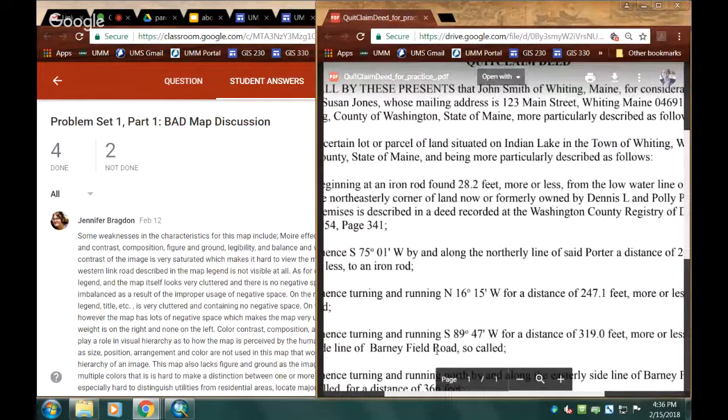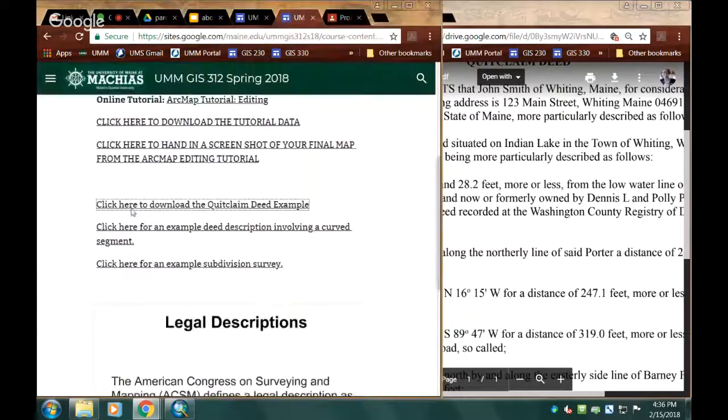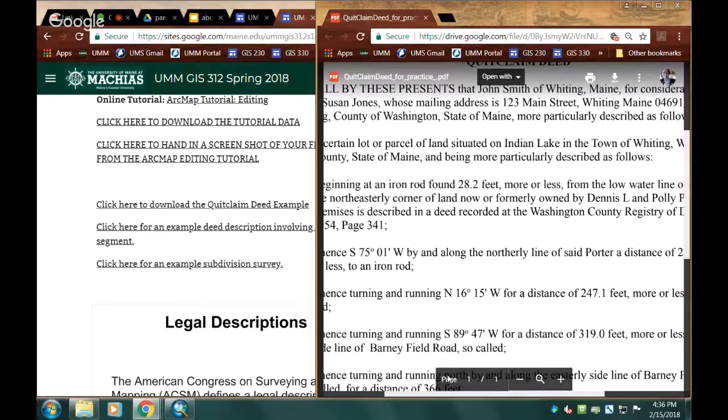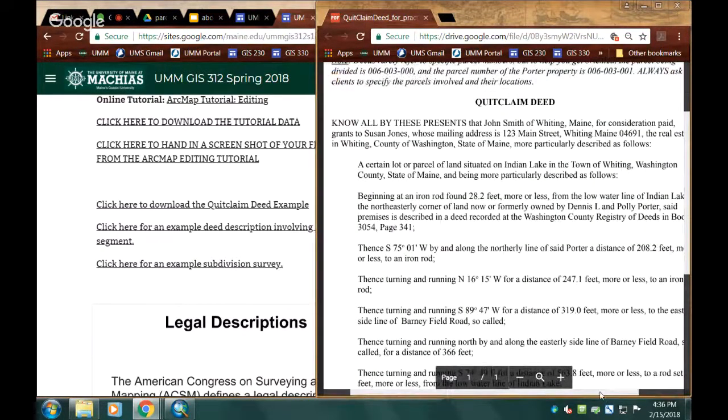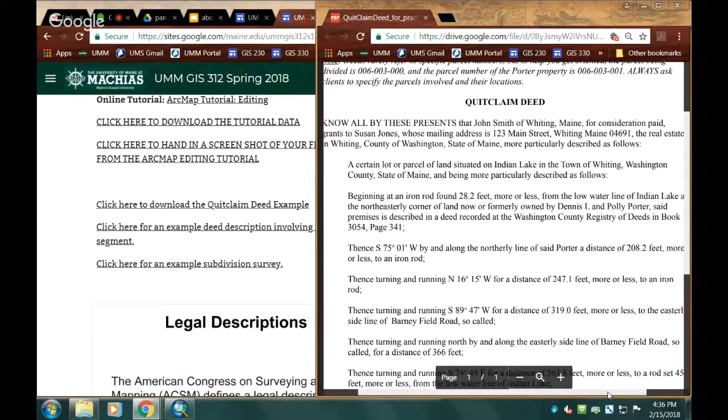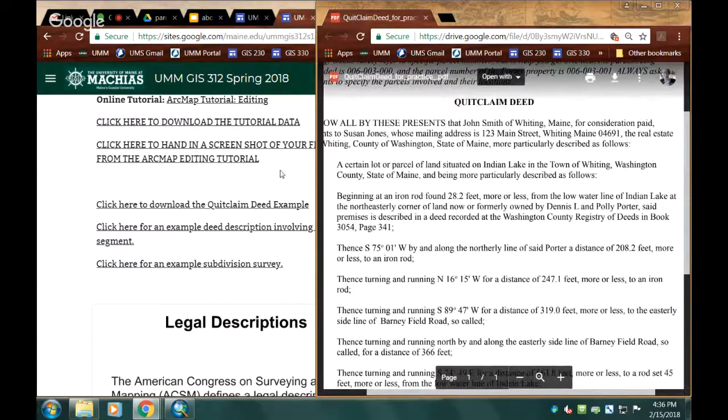Do you find it? The quitclaim deed. So it's this link right here. So let me zoom out a little bit. Okay, so I'm going to draw it for you right in our little PowerPoint here.